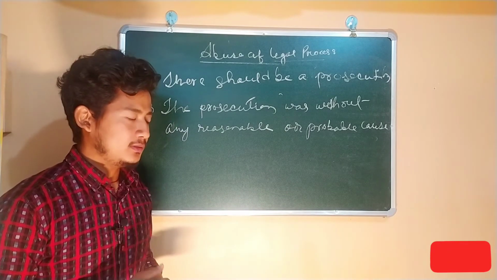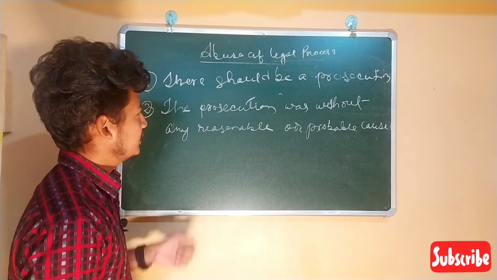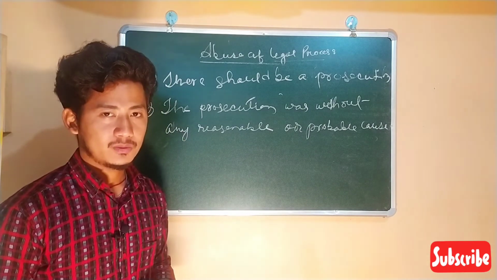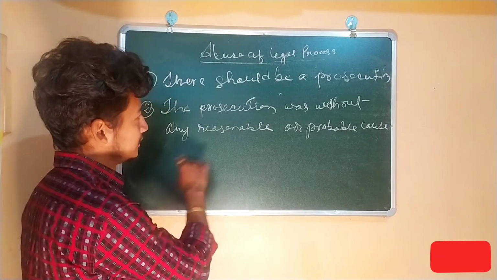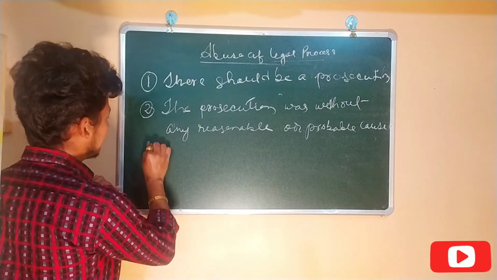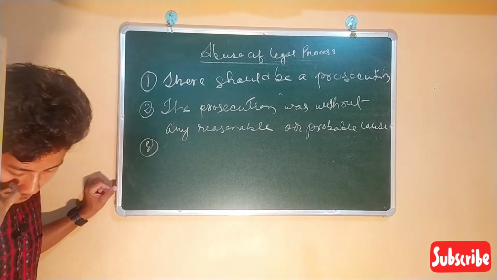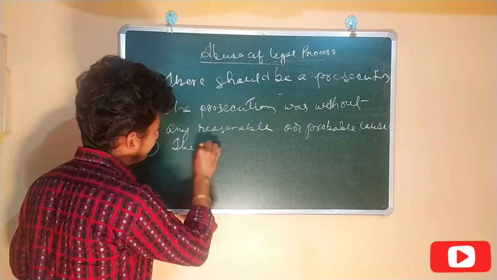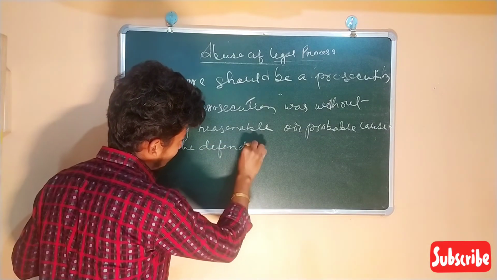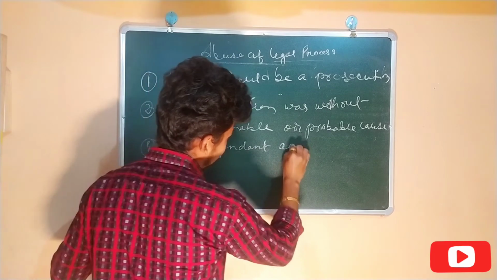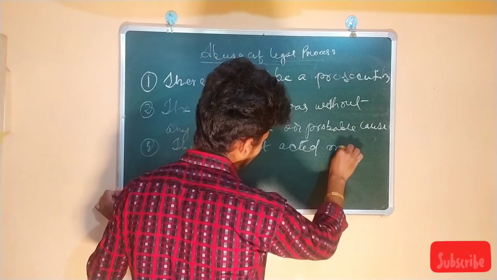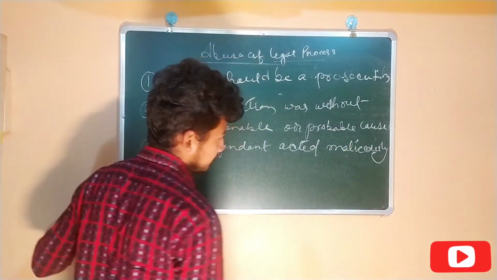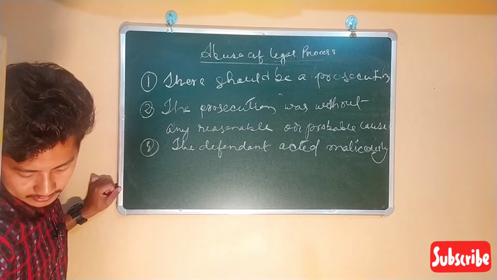So that will be unreasonable and there is no probable cause to sustain my case. Okay, so this is the second essential, and the third essential is that the defendant acted maliciously.